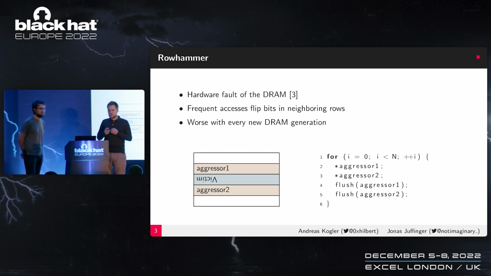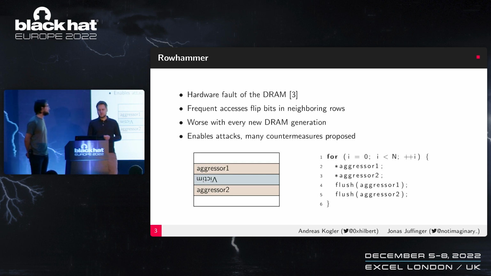So this problem gets even worse when we consider newer and newer generations. That has the reason because we want to increase the density of memory, because obviously your devices get smaller and smaller, but you want to have more and more storage on your device. And this Rowhammer enables many attacks, and many countermeasures have been proposed. And we will talk about the countermeasures today.